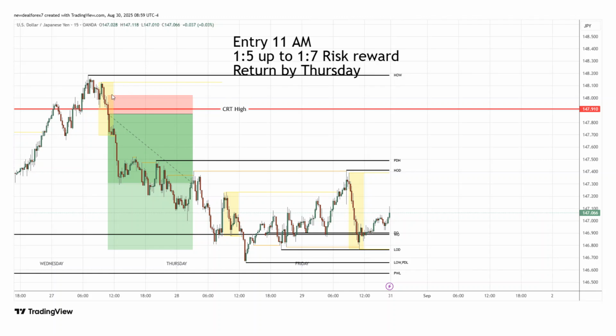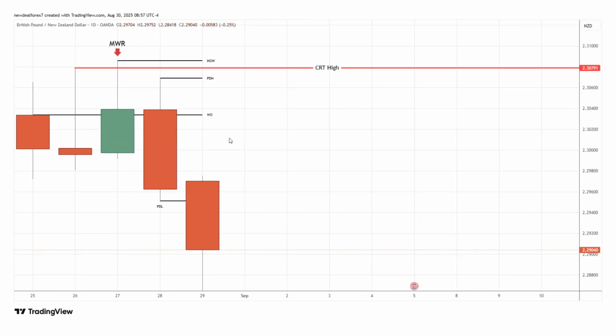The entry would have been at 11 a.m. on Wednesday, where price went above. You may have gotten stopped out back here, but when you see this, just be patient and always look to re-enter. Just have good risk management, and you should get your 1 to 5 if the setup plays out. So that was that one.